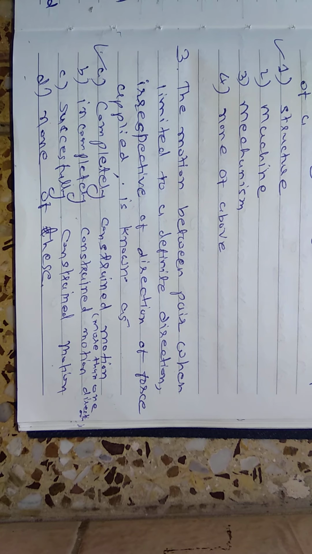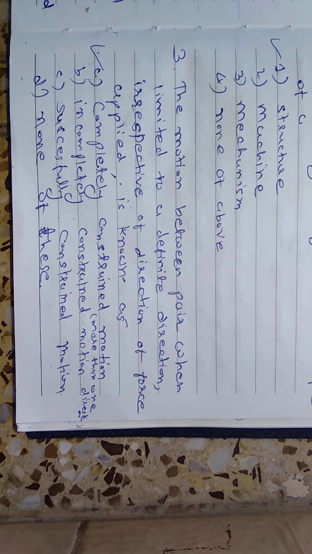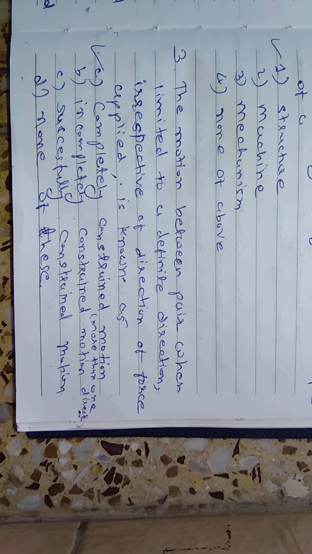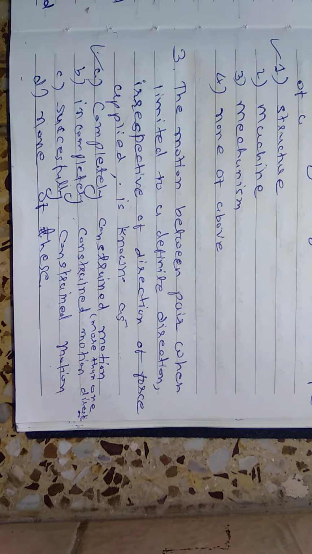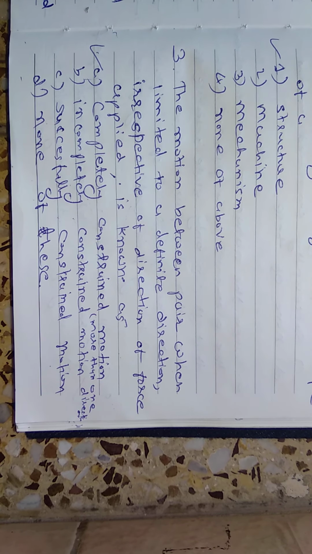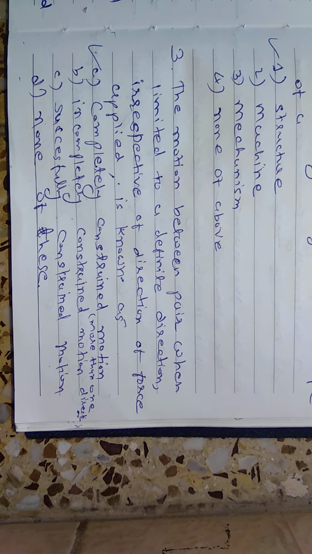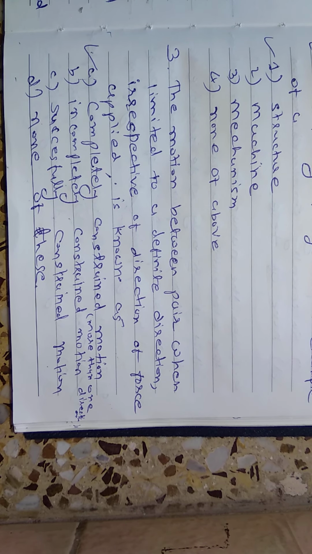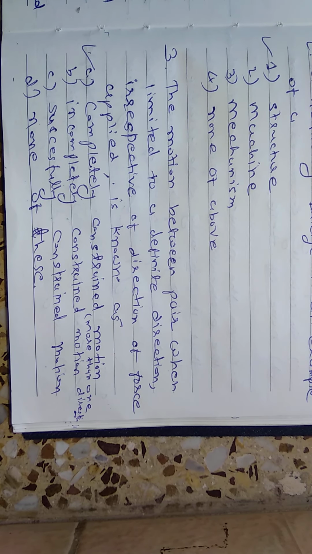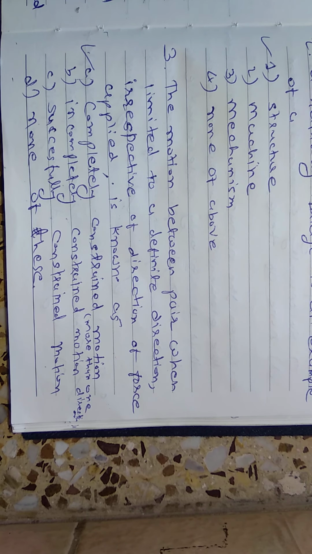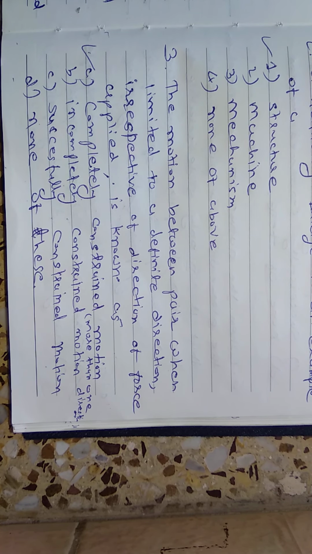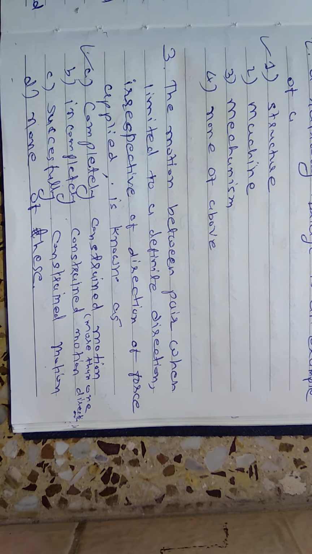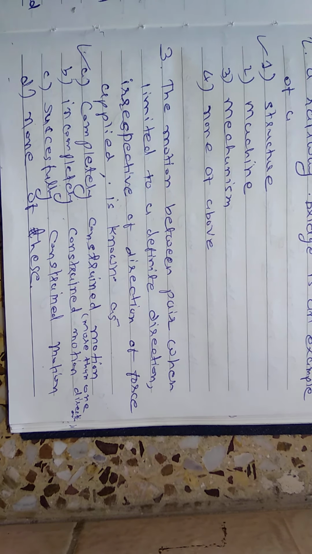Third question: the motion between the pair when limited to a definite direction irrespective of the direction of the force applied. Okay, so definite direction, the constraint means we stop the particular direction. So whenever it is completely constrained motion, definite direction irrespective of the direction of force applied, the right answer is completely constrained motion. Whereas incompletely constrained motion means more than one direction, two or three directions are possible for movement of the link.